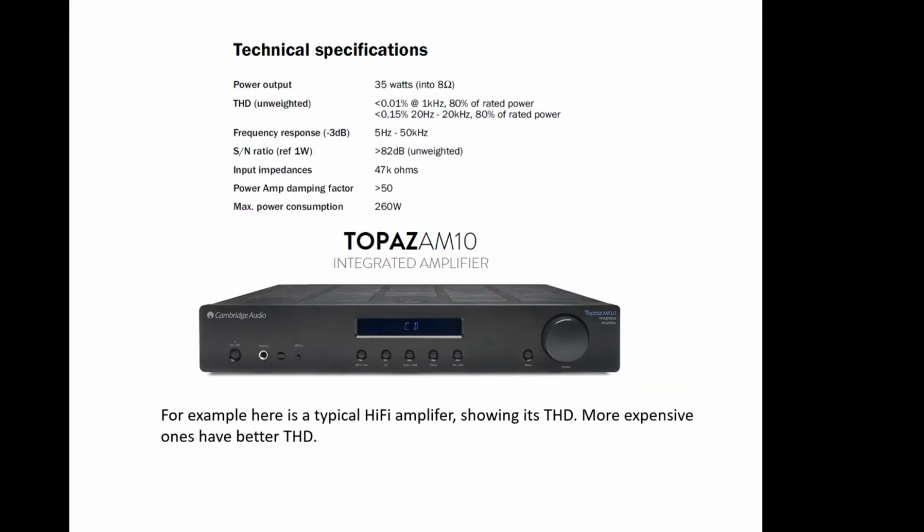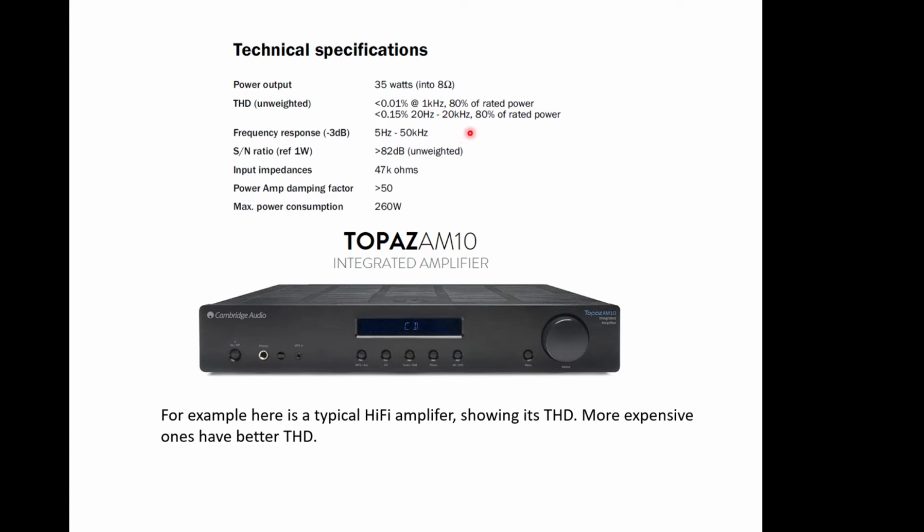So you can see this if you look at a typical hi-fi power amplifier, a few years old now, from Cambridge Audio, which is a good name if you're into that kind of thing. They'll give you all kinds of performance figures, and you can see here that we've got THD, total harmonic distortion, of less than 0.01% at 1 kilohertz with 80% of rated power. So we've got the volume knob turned up to 80%. But that's only at one frequency.